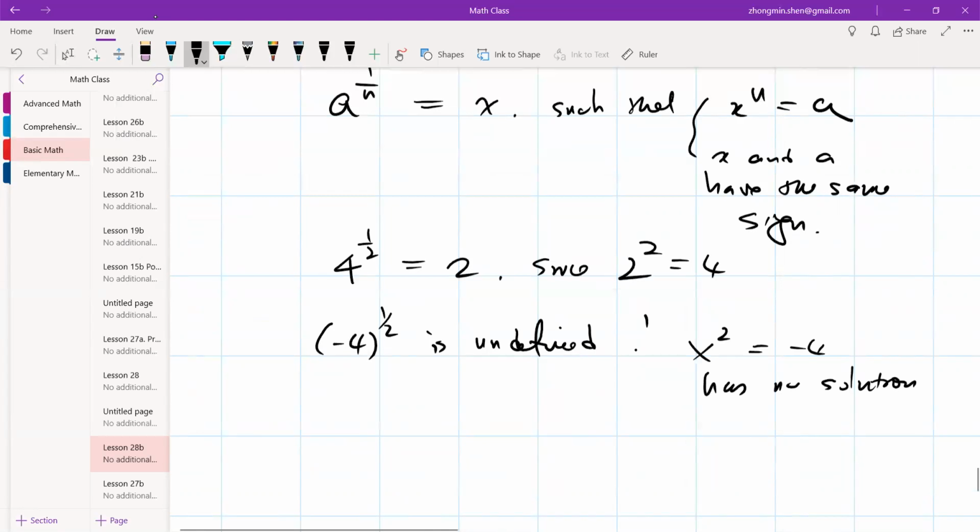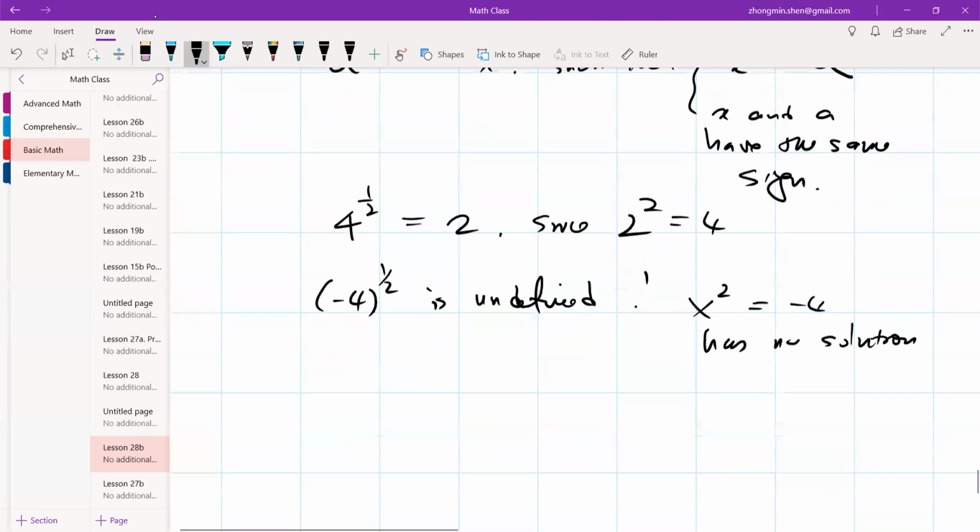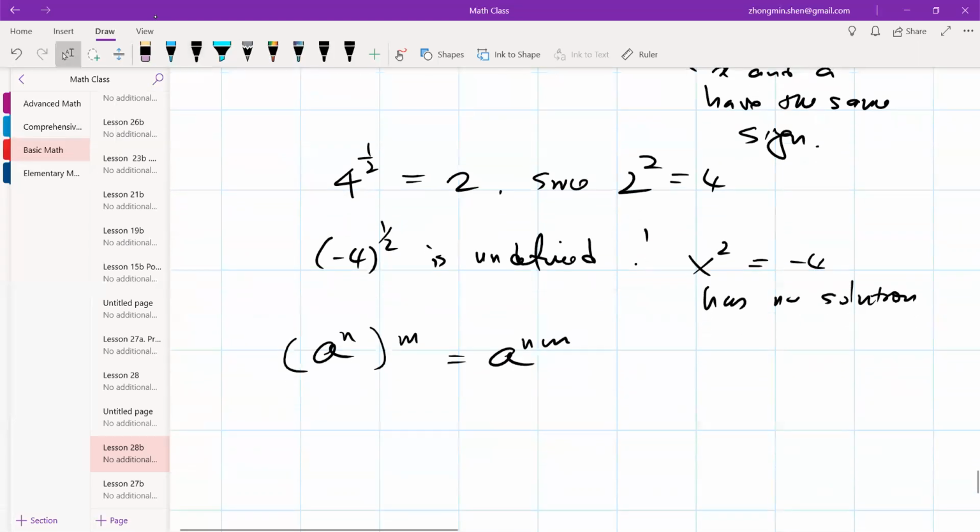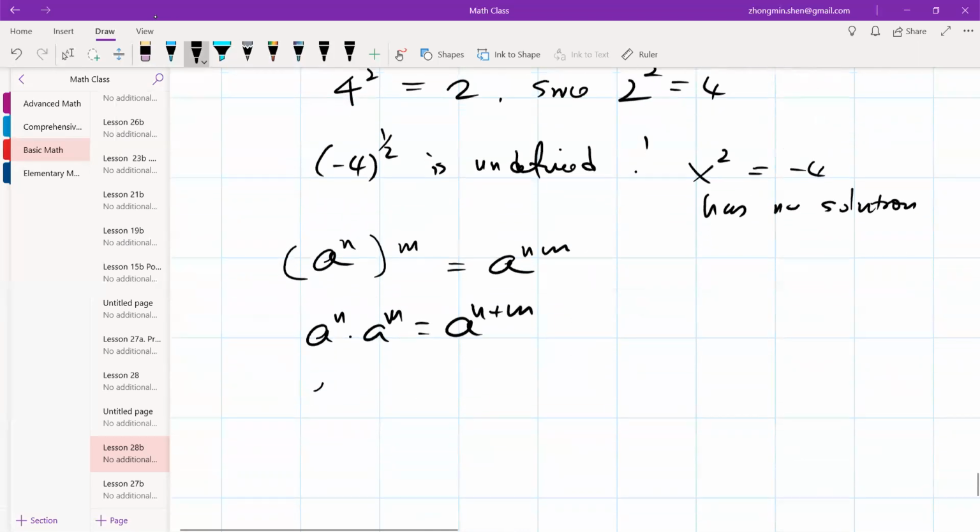There are formulas. A to the n to the power m is going to be a to the n times m. There are also formulas like that. And a to the n over a to the m is going to be a to the n minus m. So those are the formulas we use.